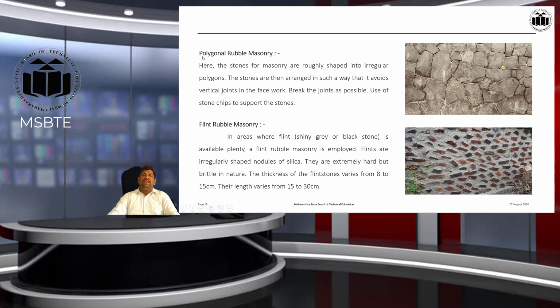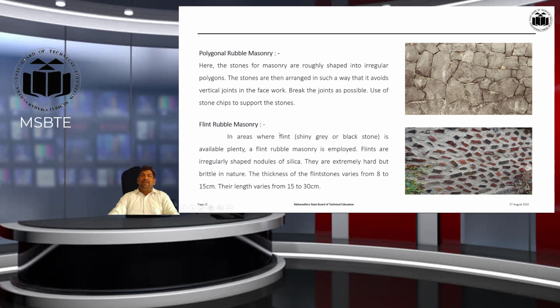After this, polygonal rubble masonry is another type of rubble masonry. In polygonal masonry, the stones are roughly shaped into irregular polygons. The stones are then arranged in such a way that vertical joints in the facework are avoided, joints are broken as much as possible, and stone chips are used to support the stones. If you observe this figure, the shape of every stone is like a polygon, and that's why such masonry is called polygonal stone masonry or polygonal rubble masonry.